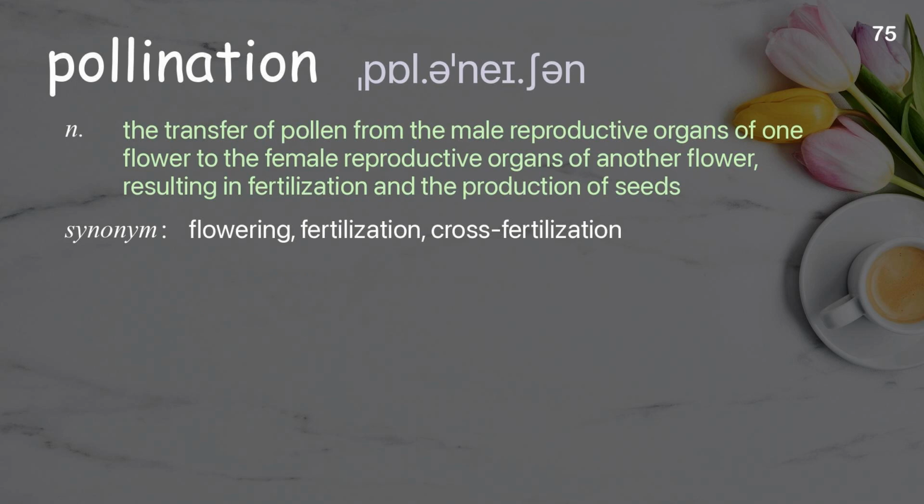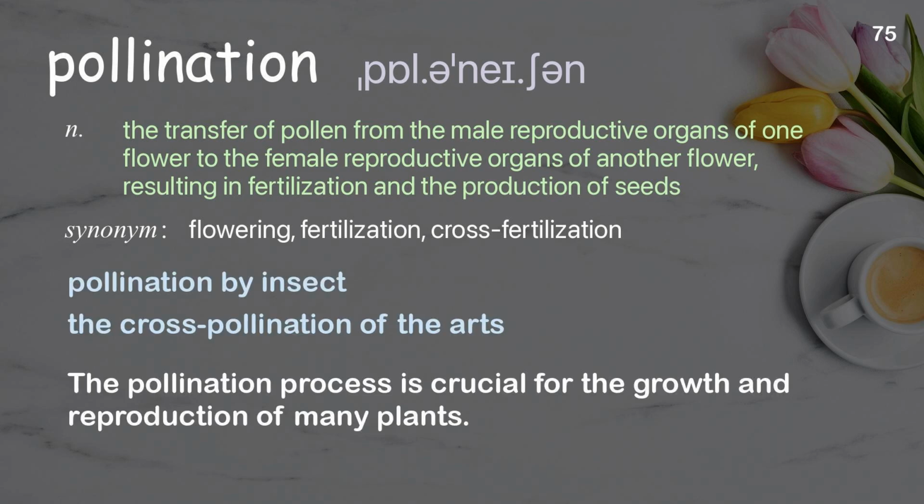Pollination: The transfer of pollen from the male reproductive organs of one flower to the female reproductive organs of another flower, resulting in fertilization and the production of seeds. Examples: Pollination by insect. The cross-pollination of the arts. The pollination process is crucial for the growth and reproduction of many plants.